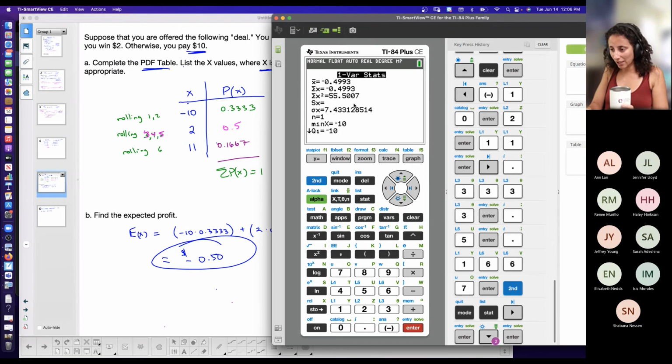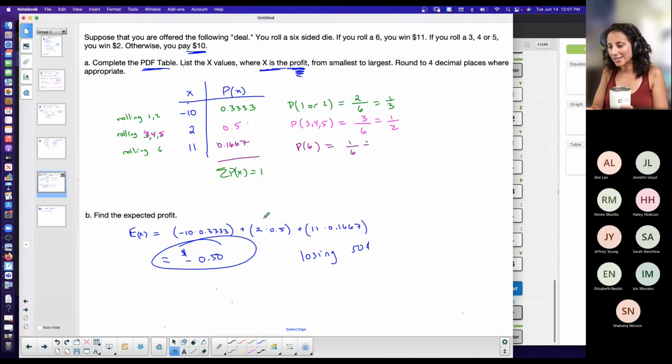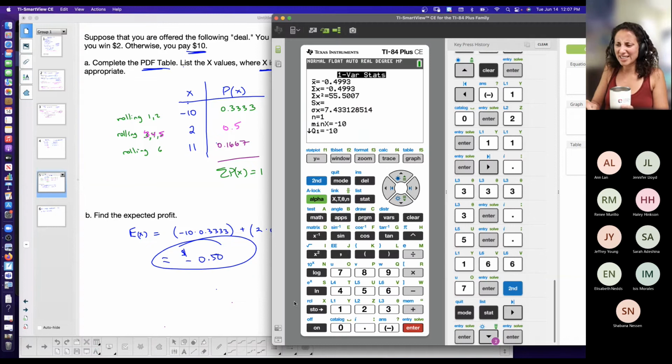Notice Sx is not here because a probability distribution table represents all the possible outcomes. So you can assume that you're focusing on a population standard deviation. So this is the standard deviation, which is kind of large, which I would expect, right? Because everybody is obviously going to get some randomly different things. Some people are going to win 11, some people are going to win 2, and some people are paying 10. So I would expect the standard deviation to be somewhat high. But this is what we're asked for. Expected value is the same thing as the average or the sample mean.